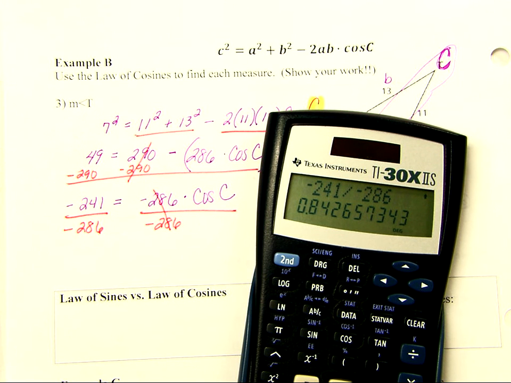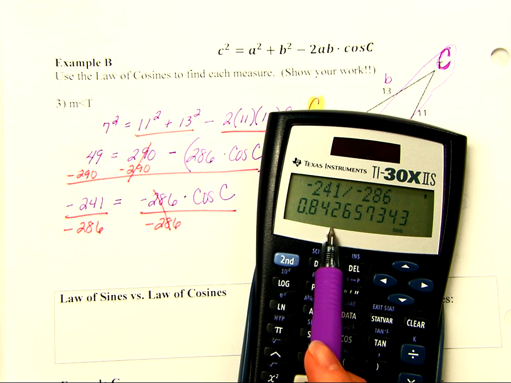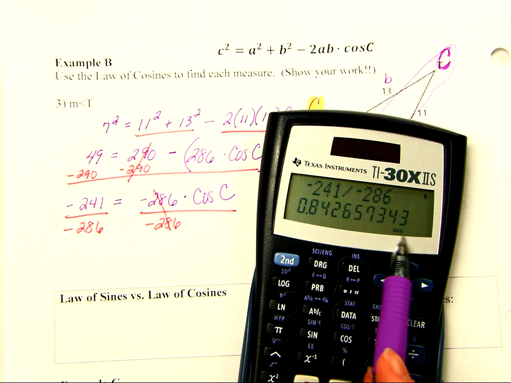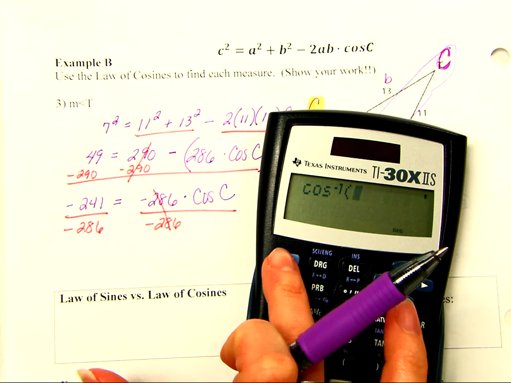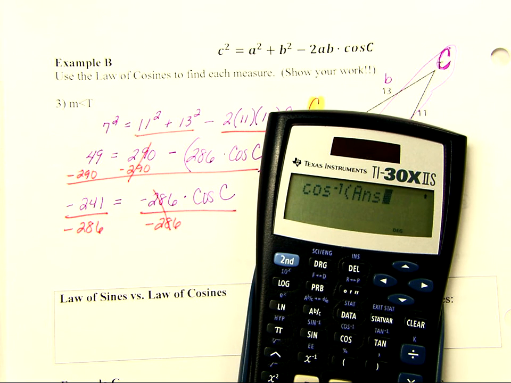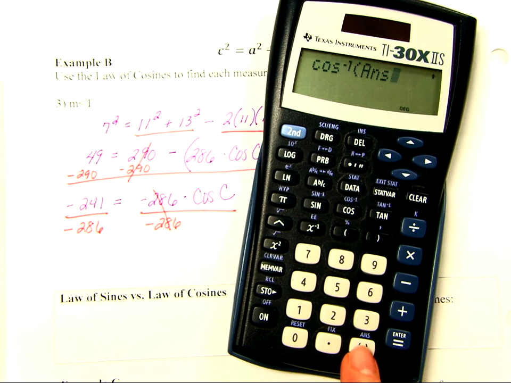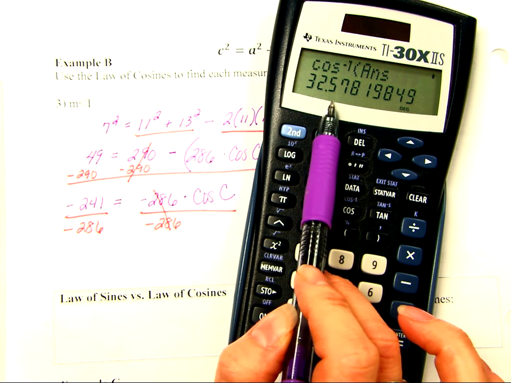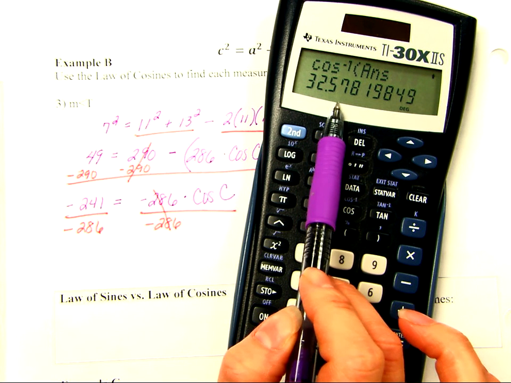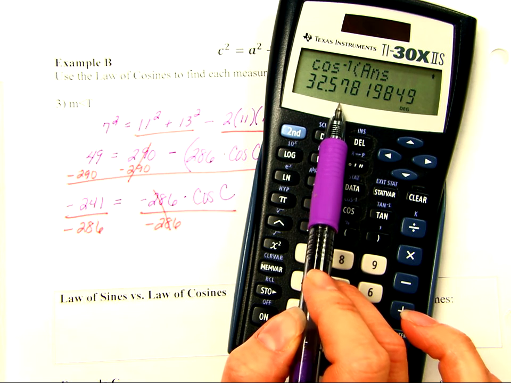Now again, I don't really want to round that to 0.84. I'd like to keep all of the digits. So I'm just going to hit second cosine, second answer. And I'm going to use that answer button right down here. It will recall that complete decimal, and we will take the inverse of that. Now, it tells me that angle C is about 32.6 degrees. That makes more sense, seems more reasonable, right?